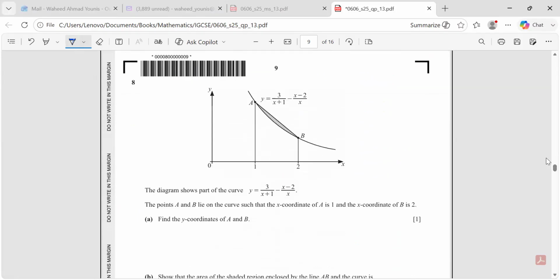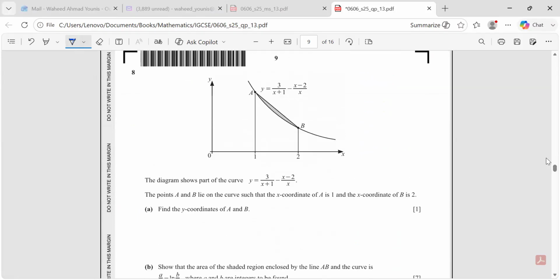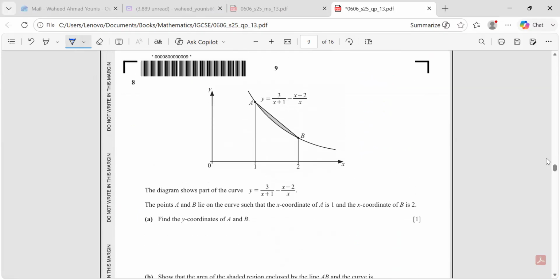Now let's go to question number 8. Okay, so this curve is given by this equation. Okay, and part A is easy. Find the y coordinates of A and B. Two points. Okay, for this point A the value of x is 1. For this point B the value of x is 2.